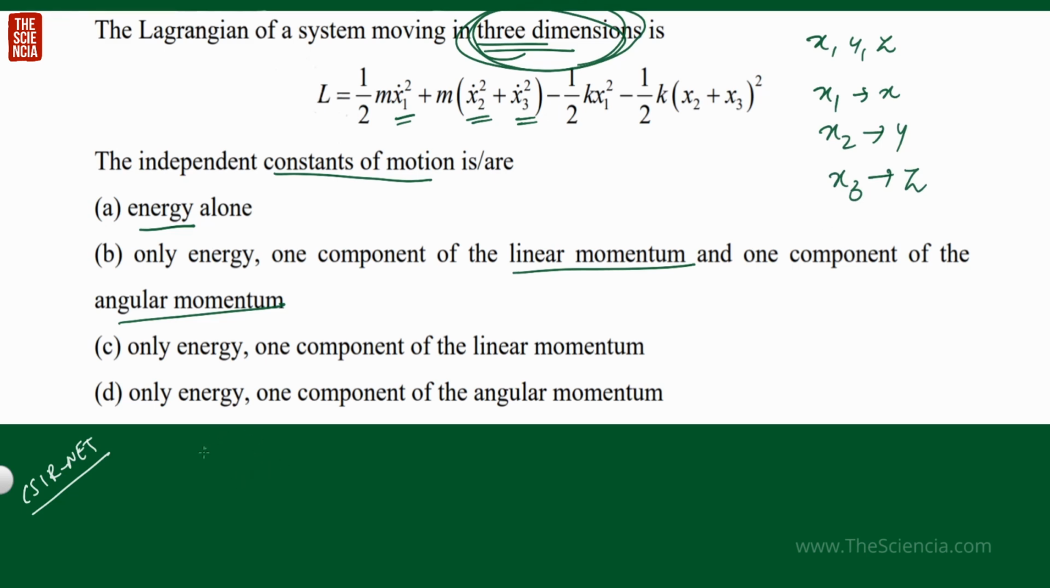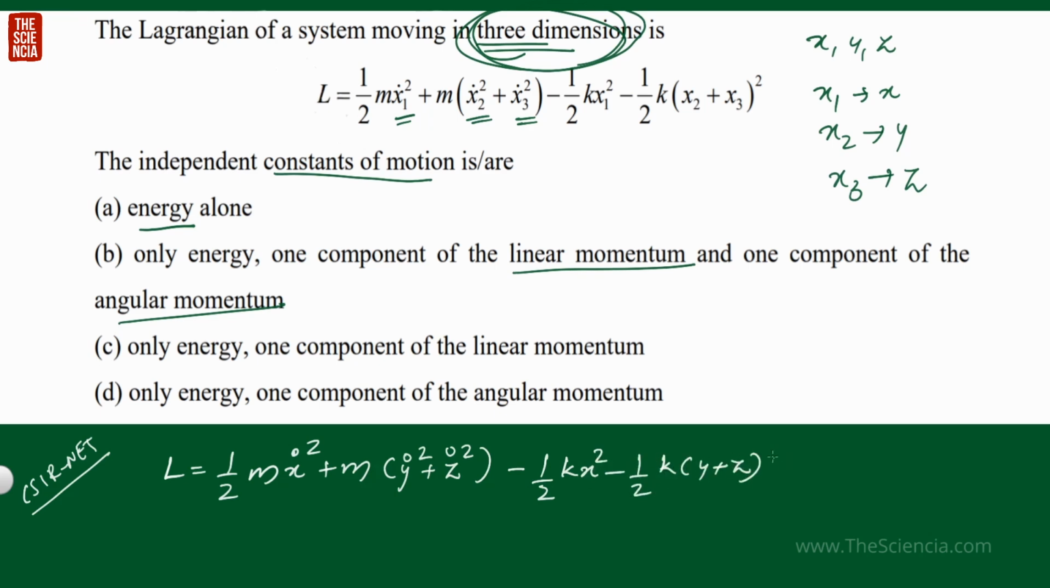So now we can rewrite this Lagrangian, that is L equal to 1 by 2 m (x dot square plus y dot square plus z dot square) minus 1 by 2 k x square minus 1 by 2 k (y plus z) whole square. So now the Lagrangian is something more familiar to us, right?